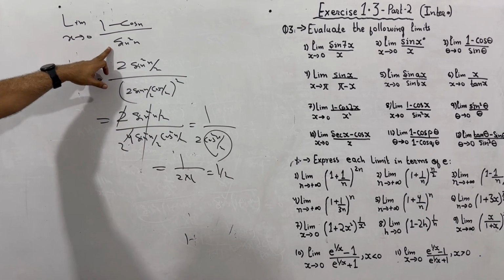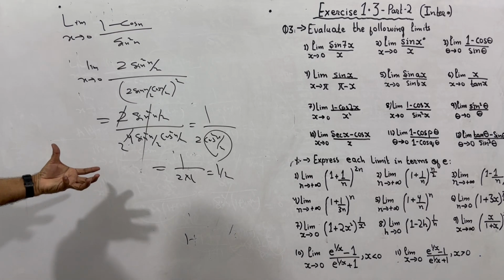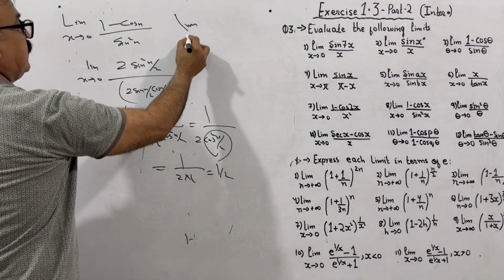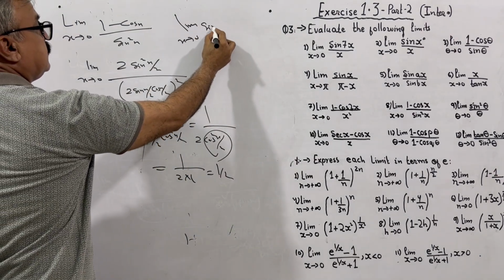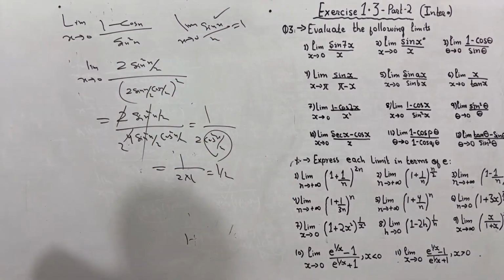Keep in mind that we have to get rid of this 0 in the denominator. Whenever there are trigonometric functions, there is a probability of this formula helping you out: sin x over x is equal to 1. Don't forget that x is measured in radians.